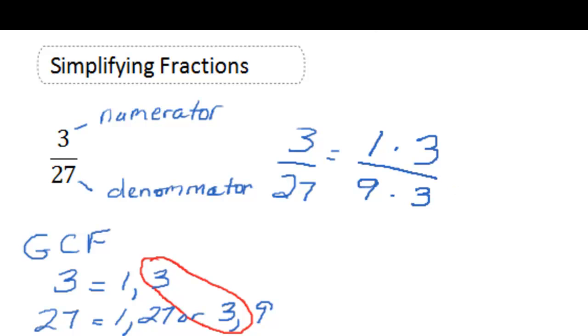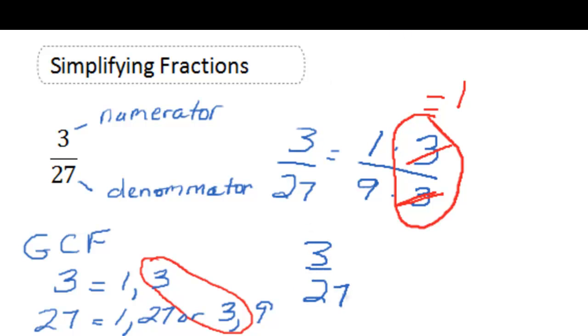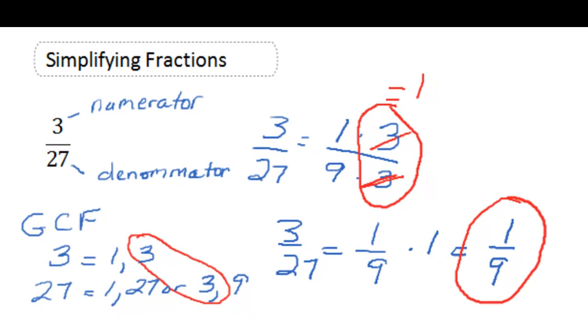Now, this 3 over 3 here in a fraction, 3 divided by 3, we know equals 1. So we can effectively reduce those two. And now we have that 3 over 27 is 1/9 times 1, or 1/9. And 1/9 then is our simplest form of the fraction 3 over 27.